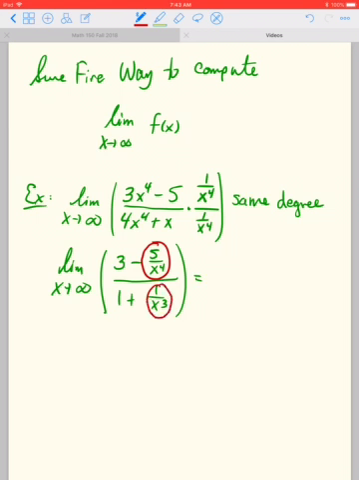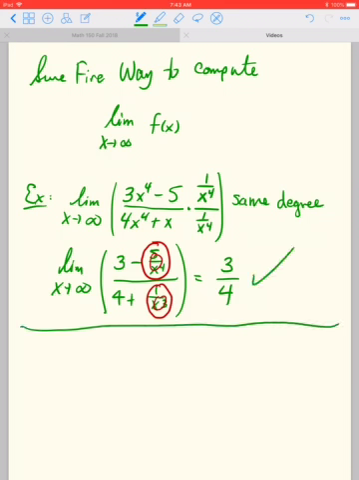And now when we plug in infinity, well, the point is that if we look at these terms with the x's in the denominators, as x goes to infinity, 1 over a huge number or 5 over a huge number, those are going to be really small. So those basically go to 0. And so when we simplify, we're basically just going to get 3 over 4. And that's what's going on.